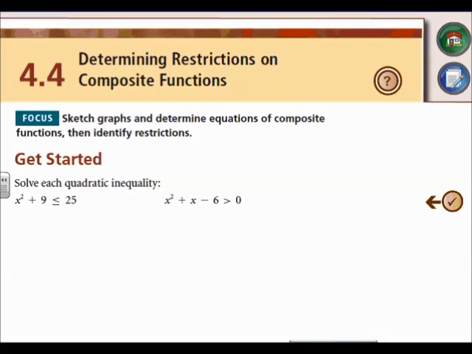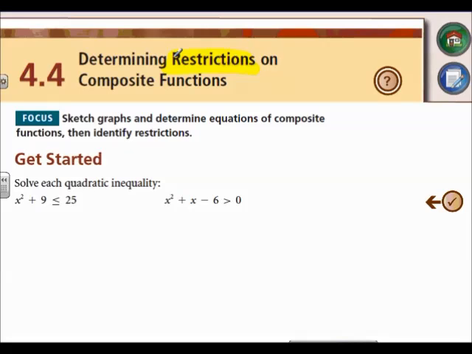Alrighty, last episode of the fourth season here. We've got 4.4, determining restrictions on composite functions. Eesh. We got a whole lesson here on just the restrictions for it. So obviously, if that's going to be happening, it's got to be a little bit trickier.